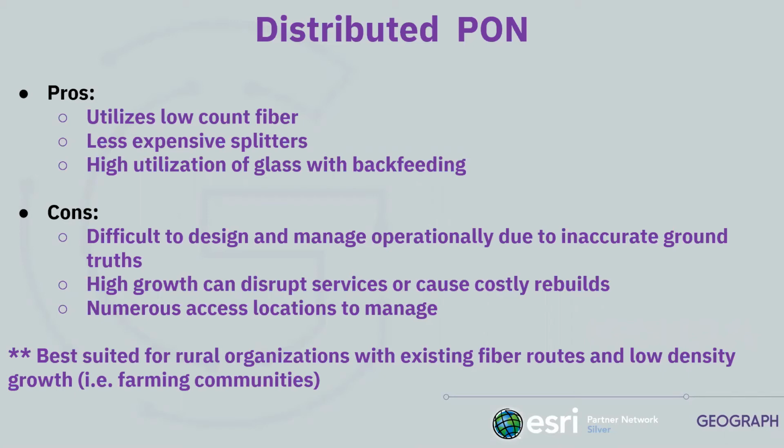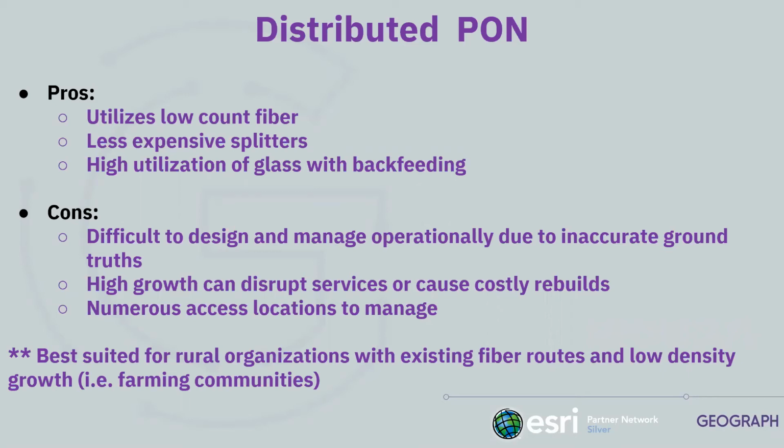And then high utilization of glass with backfeeding. So if you've got, let's just say, a 48 strand fiber going down a road, you can use that in both directions, and you can get high utilization of the amount of glass within your network, versus a tree hierarchy where you start and drop off, and you may have a lot of dark fiber or dark glass within your network with other architectures and methodologies. So this one utilizes the majority of the glass.